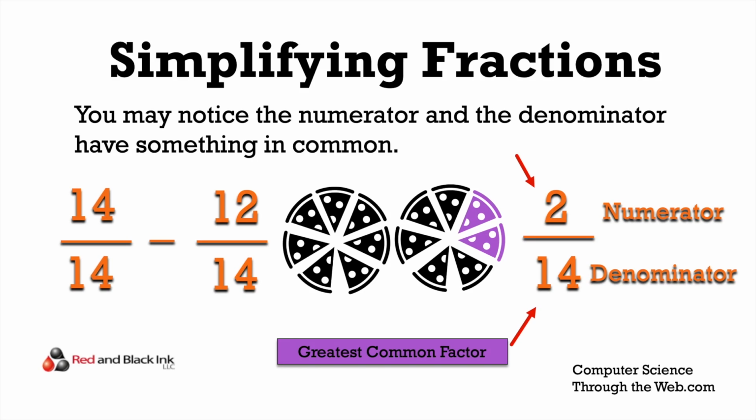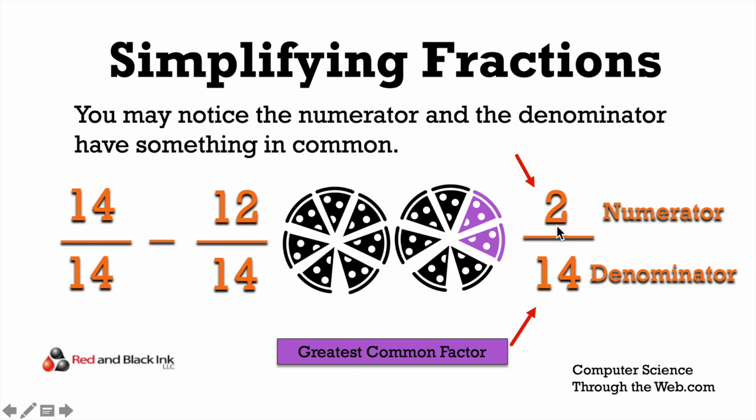So let's talk about simplifying fractions. We want to simplify fractions. We're going to take this example here, our example of 14 slices of pizza, right? And we have 14 slices of pizza, and we know we only have to subtract the numerators. 14 minus 12, we can leave the denominators the same. If we do 14 minus 12, we're going to end up with 2 over 14.